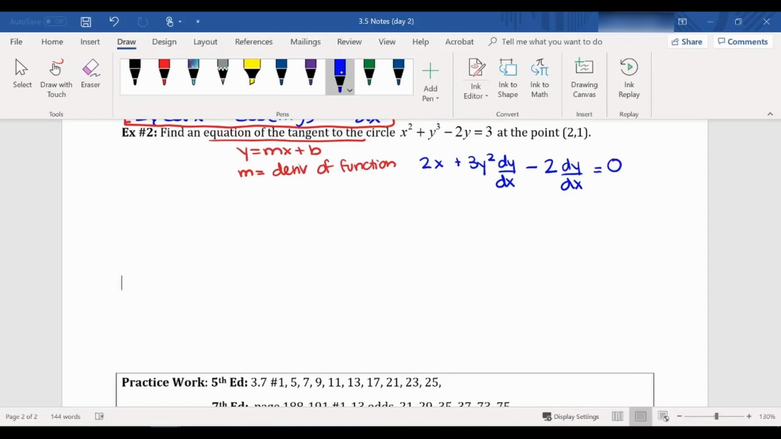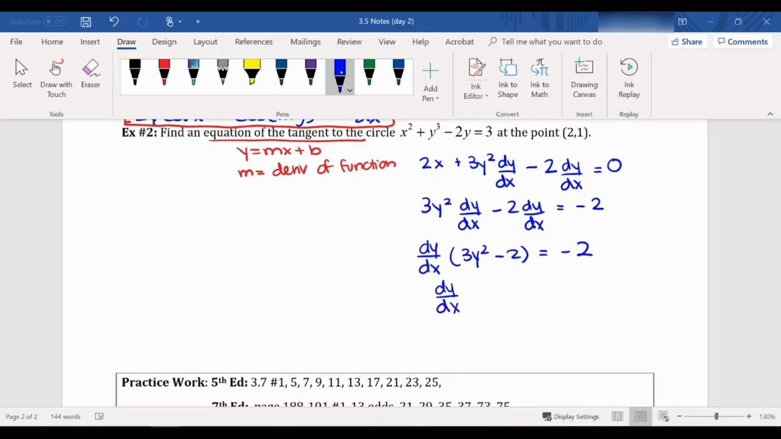I'm going to move the 2x over to the right for this one. I can factor out my dy/dx on the left, and then I can divide by 3y squared minus 2. If you moved all your dy/dx's to the right instead of the left, you might have gotten 2 over 2 minus 3y squared.